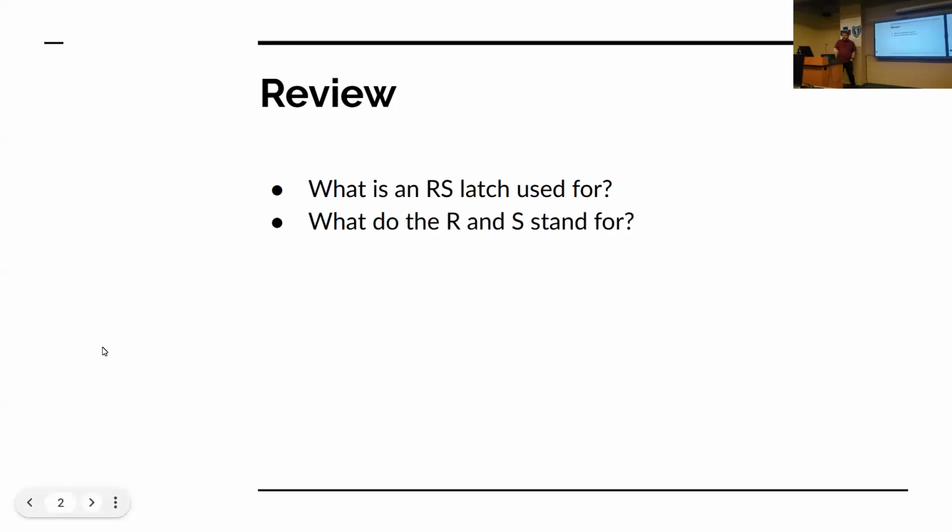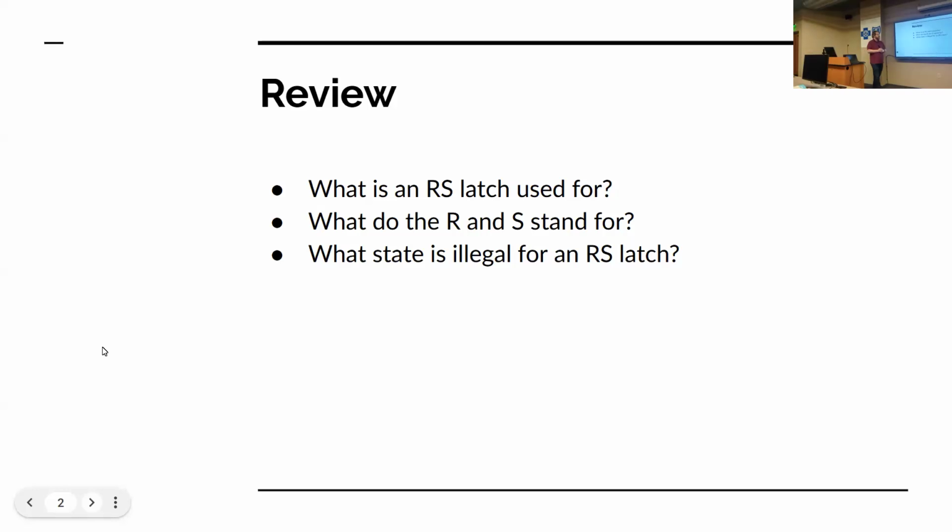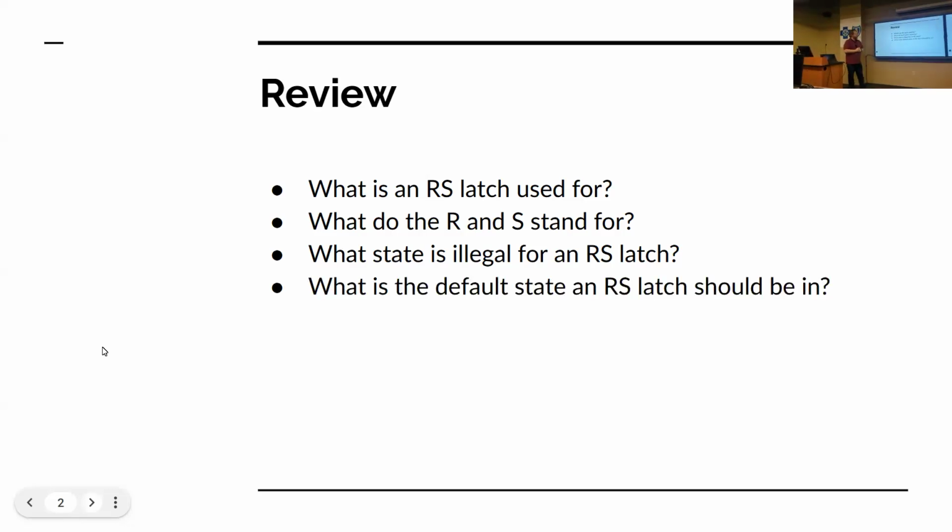What do the R and S stand for? Line already gave that away. But anybody here remember? Set and reset. Good. And what state is illegal for an RS latch? All zeros. Ones means it's locked into place. So RS latches at zeros, that is an invalid state. So what is the default state? For an RS latch it's 1-1. That's the default state. That's what it's in when it's locked into place and our value is being stored, when they're both ones.